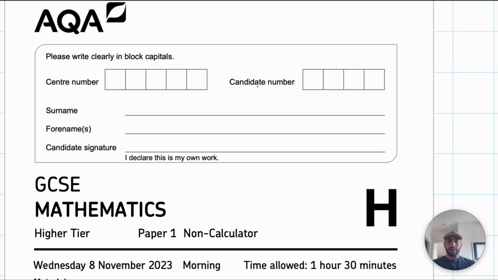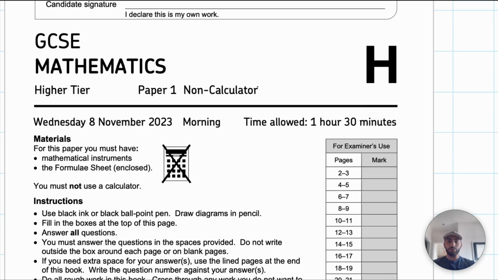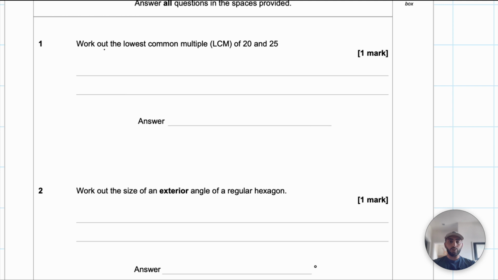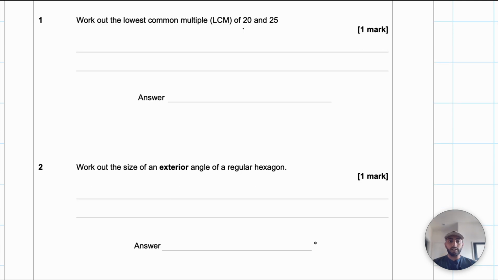It's the AQA GCSE Maths Higher Tier Non-Calculator Paper 1 from November 2023. Let's get straight into it. Question 1. Work out the lowest common multiple, the LCM, of 20 and 25.